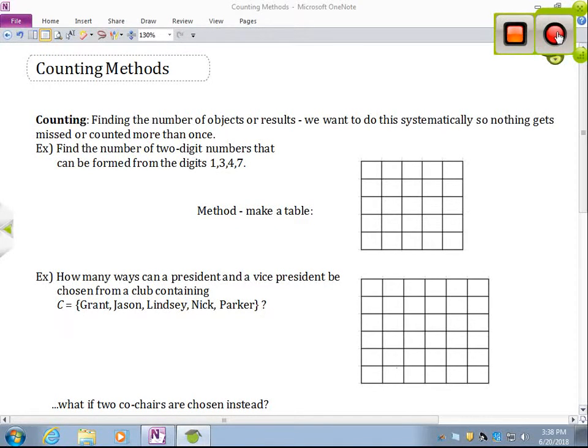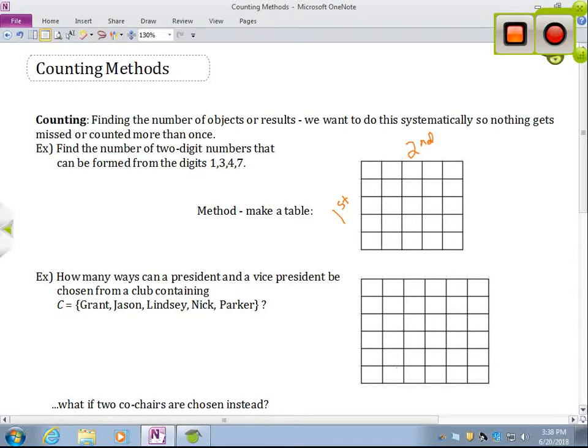These first couple of examples are going to use a table method. We don't have to make a table, it's just one useful way to organize the information. Our first problem says find the number of two-digit numbers that can be formed from the digits 1, 3, 4, and 7. I'm going to put my first digit along the rows, and my columns are going to be the second digit, or you could label these the tens place and the ones place.